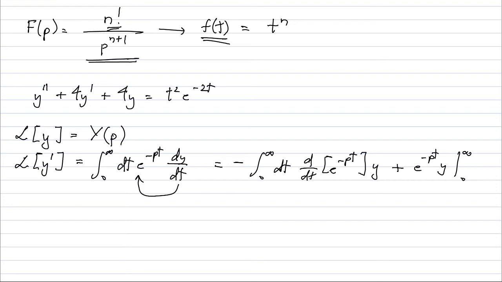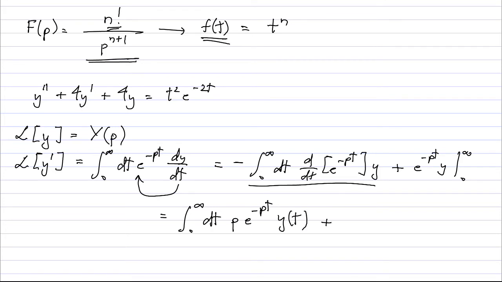Now this first term over here, when you take the derivative, minus p comes down, the minus cancels the minus sign outside, so you're left with the integral from 0 to infinity dt, p times e raised to power minus pt times y. Y of course is a function of time. And you have plus, when t is infinity, you get 0. When t is 0, you just get 1, but along with the minus sign when you take the limits, you're going to get y at time 0.